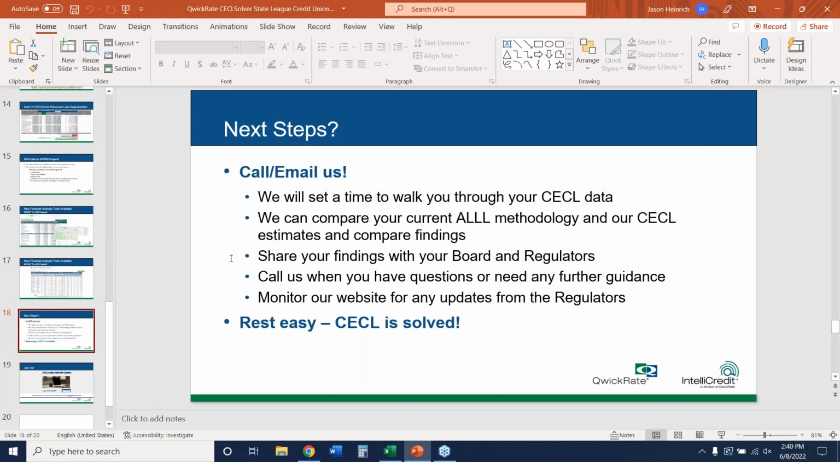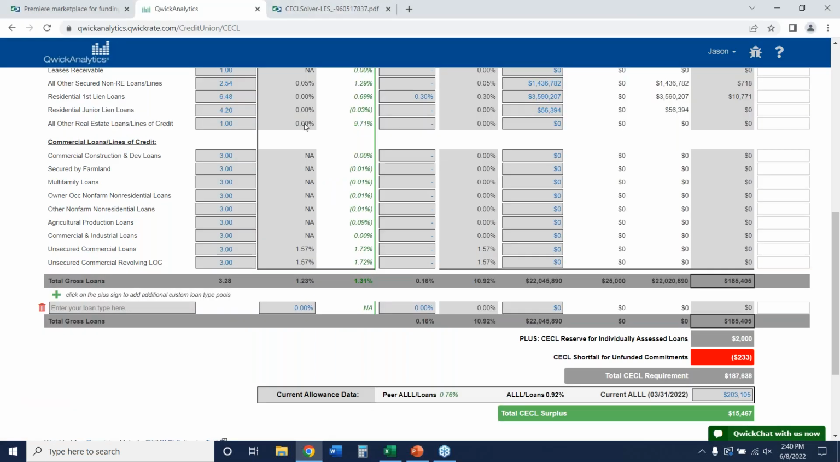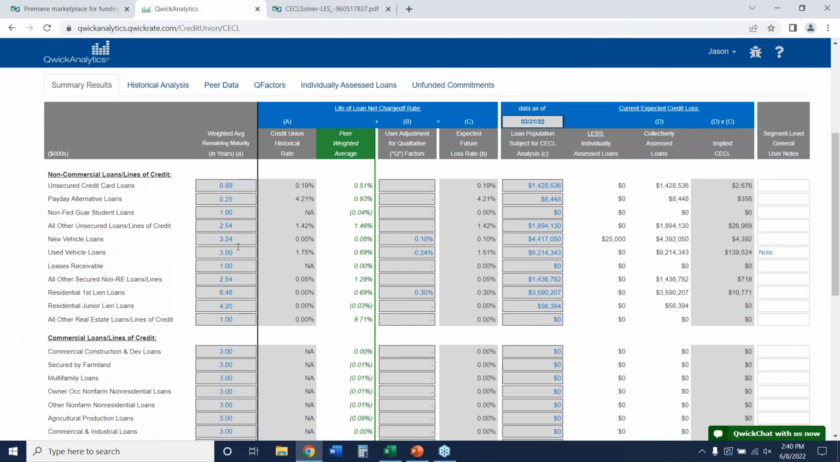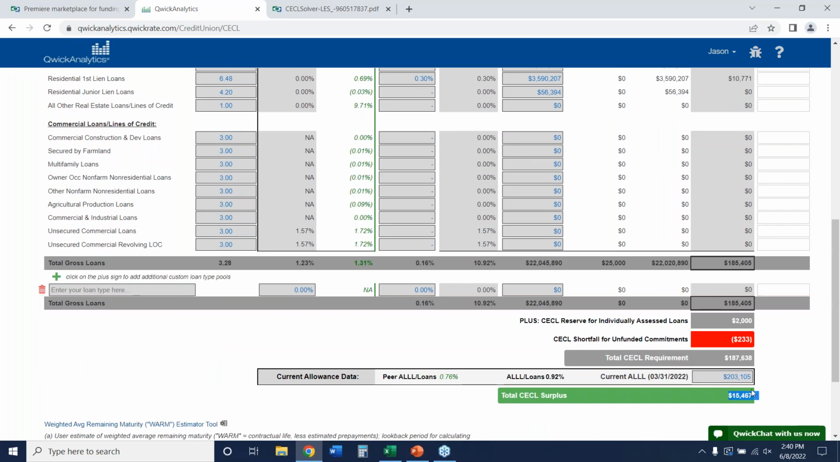And then the next steps, what's next, right? Well, first, I always recommend give us a call. Let's set up a demo, right? We can go through, we can take a look at your actual data. And even if you don't have the number, we can plug in some numbers just to get an idea of where you're going to be, right? That's a big question, right? How bad is this going to look? Are we over? Are we under? Or are we way under?